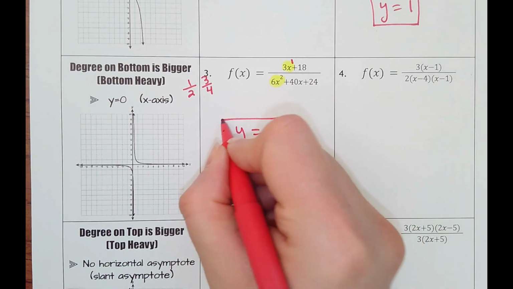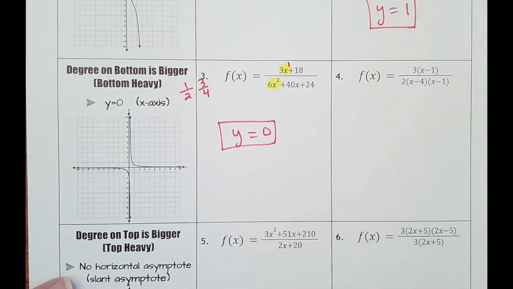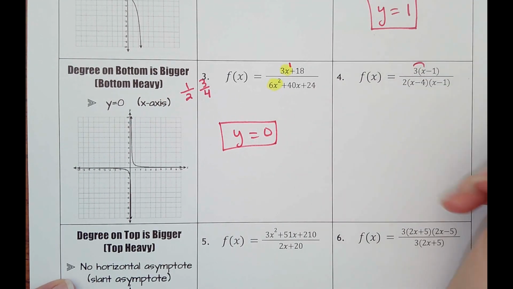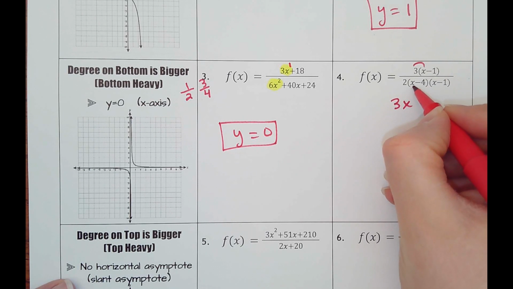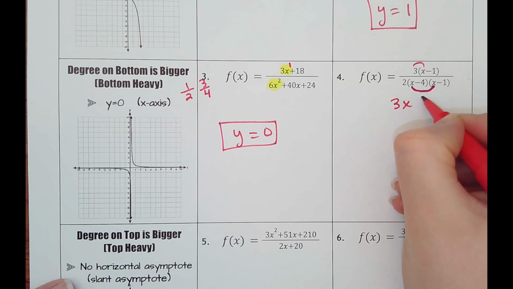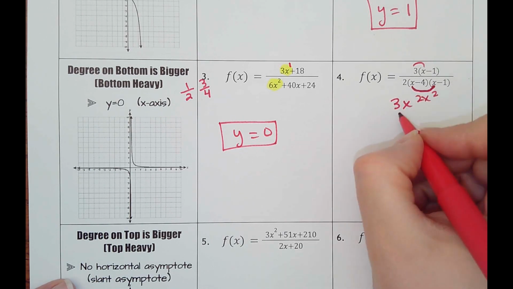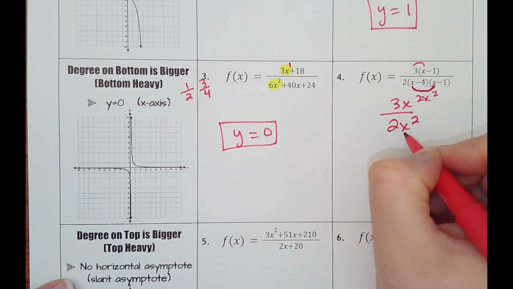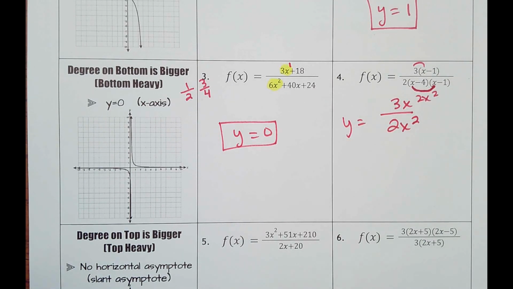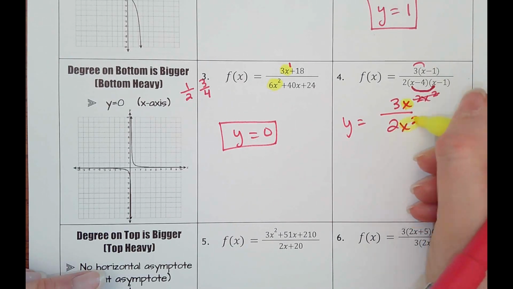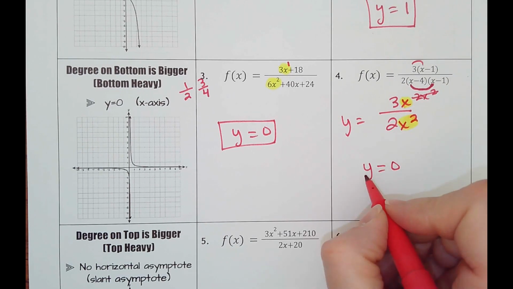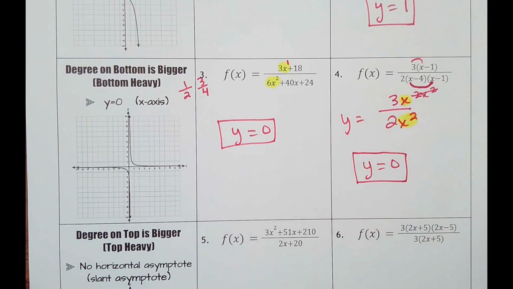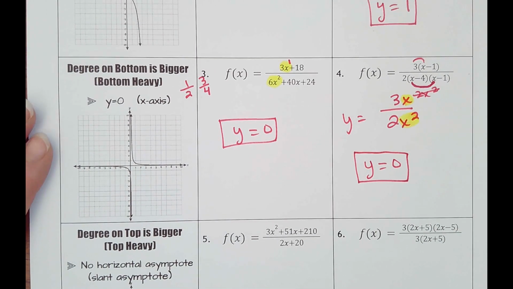That's it. Number 4 is factored form, so I have to do just a little bit of work. That would be a 3x would be my highest on the bottom. And then here, I'm going to get an x times x, which is an x squared, times 2, so I get over 2x squared. So see how this is an x over an x squared? It's bottom heavy, so that automatically means the x-axis or the line y equals 0 is my asymptote.